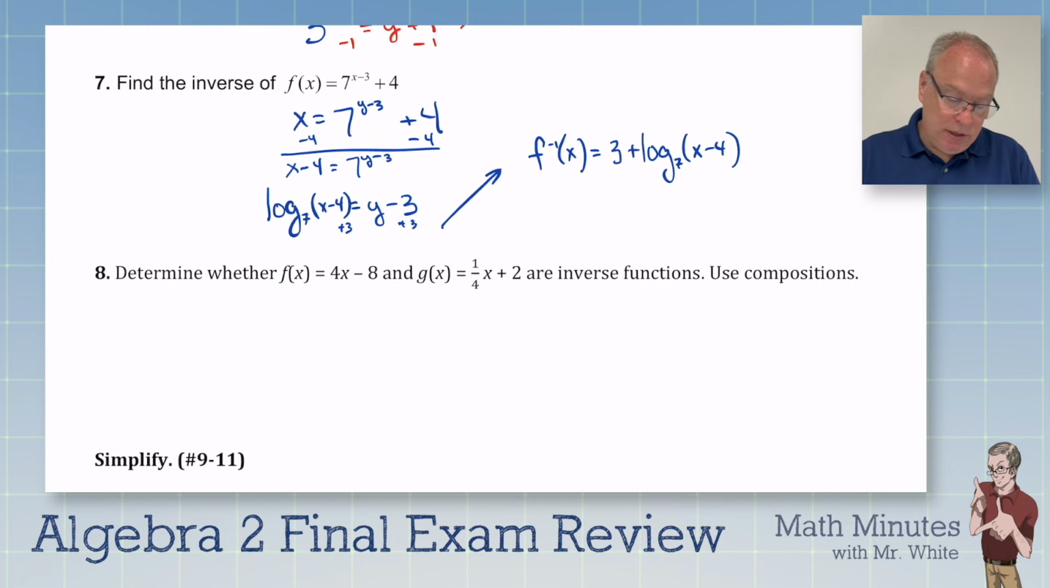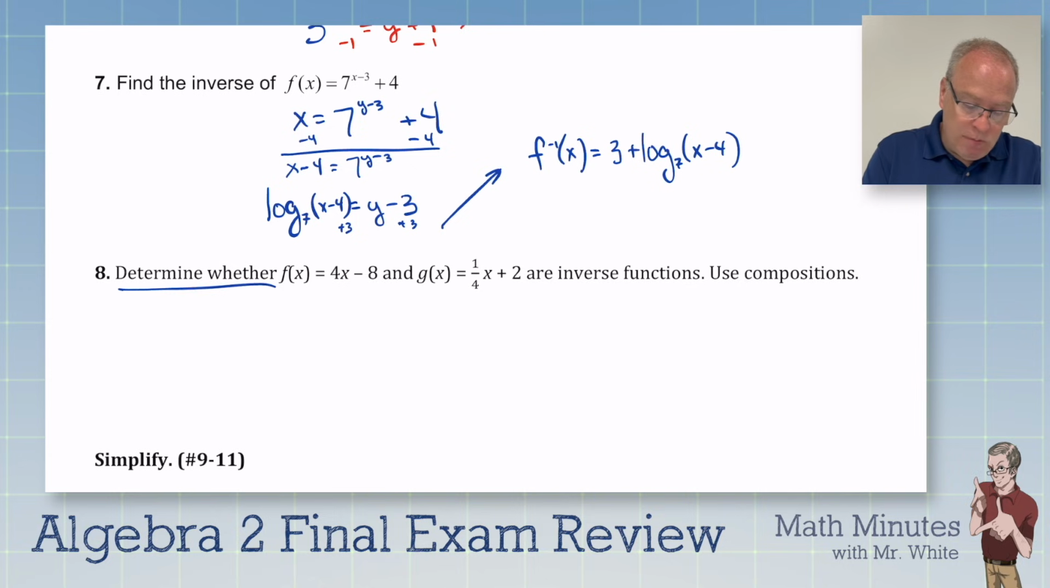All right, number 8. Determine whether these two are inverses. Now this is where you just pull the trigger on that process. You remember what it is? You find f of g and it needs to come out to be x, and you do a little check mark. And then you do g of f. It needs to come out to be x. And now you've just proven, it's a proof. You've shown that they are inverses of one another.